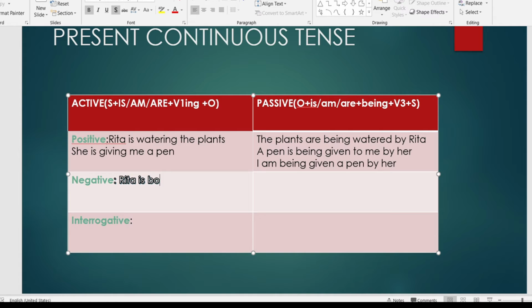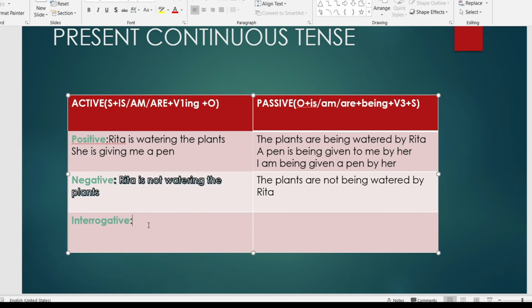Rita is not watering the plants. So the passive will become: the plants are not being watered by Rita. If you don't put "by Rita," then also it's fine because we just want to say कि पौधों को पानी दिया जा रहा है, right? So the plants are being watered. The plants are not being watered. पौधों को पानी नहीं दिया जा रहा है.